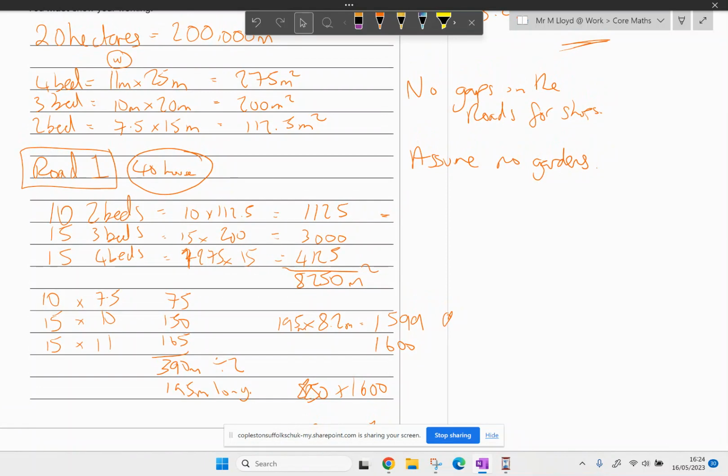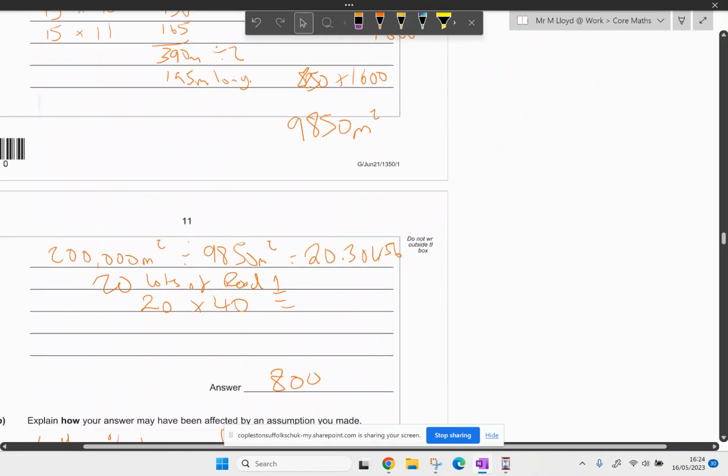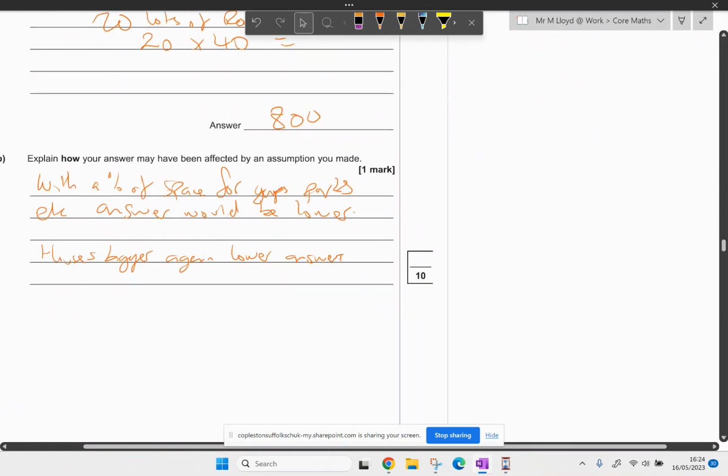Part B, if the estimate for the area of roads was higher, there might be fewer houses. If the estimate for the area of roads was lower, there'd be more houses. If the proportion of 4-bedroom houses was greater or less, I'm happy with my size estimates as well, and talking about percentages for parks and stuff. So any examiner will probably look at that and mark positively.